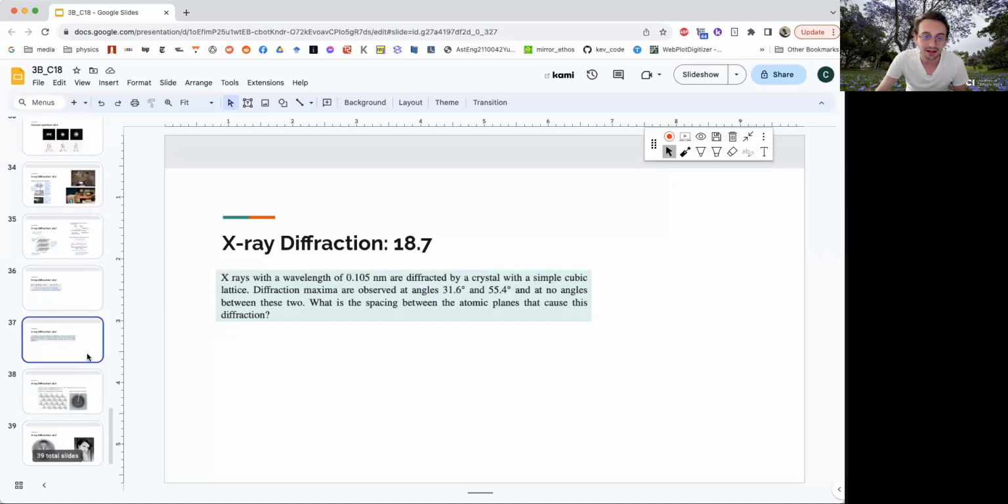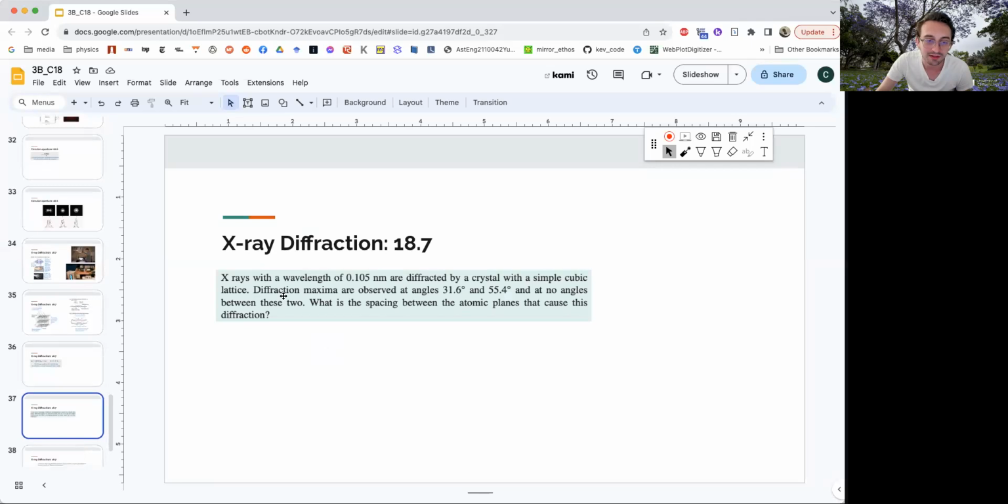So we can do an example problem here. We have X-rays with a wavelength, the typical X-ray wavelength, very, very small, of 0.105 nanometers. So 100 times smaller than visible light. They're diffracted by a crystal with a simple cubic lattice. Good. That means we can use our Bragg condition. And we see maxima occur at angles 31.6 degrees and 55.4 degrees, and no angles between these two.